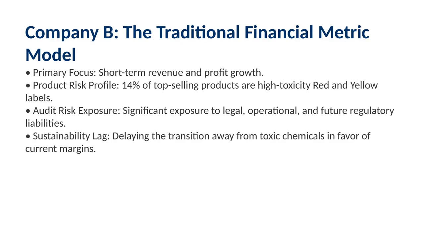On the other side, we have Company B. Company B is focused purely on traditional financial metrics, revenue, and profit growth. To give you an idea of the risk they are carrying, 14% of their top-selling products are derived from those high-toxicity red and yellow labels.